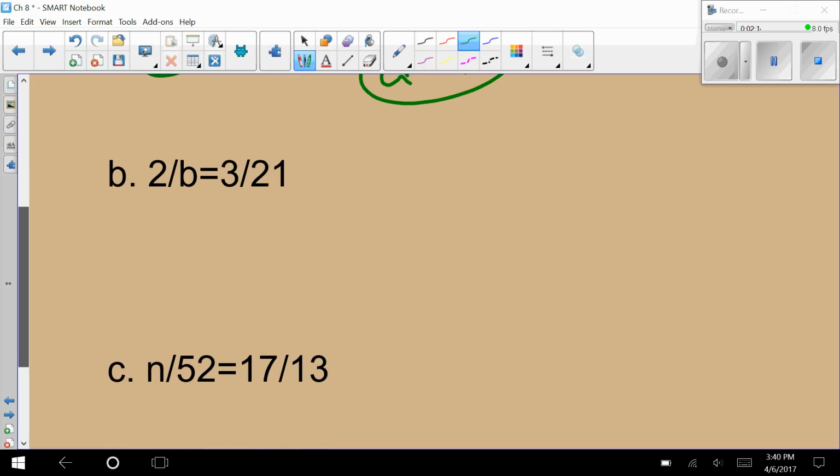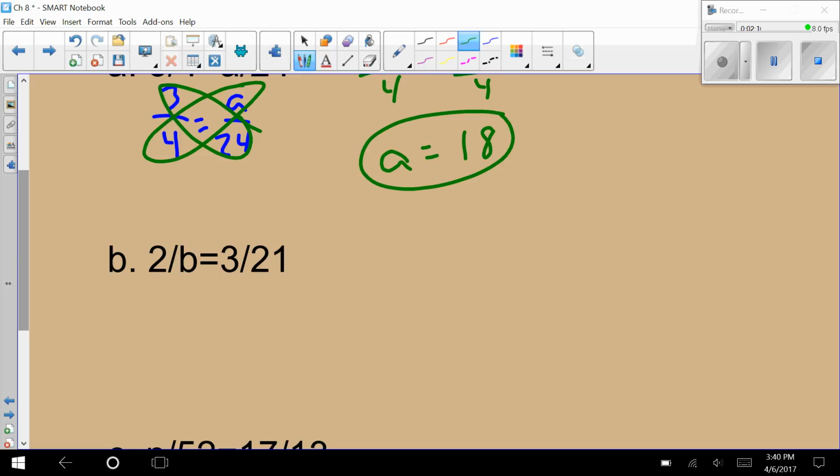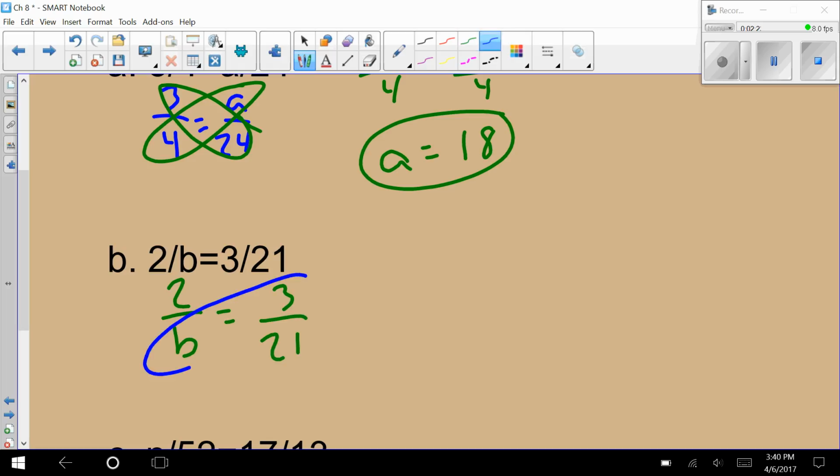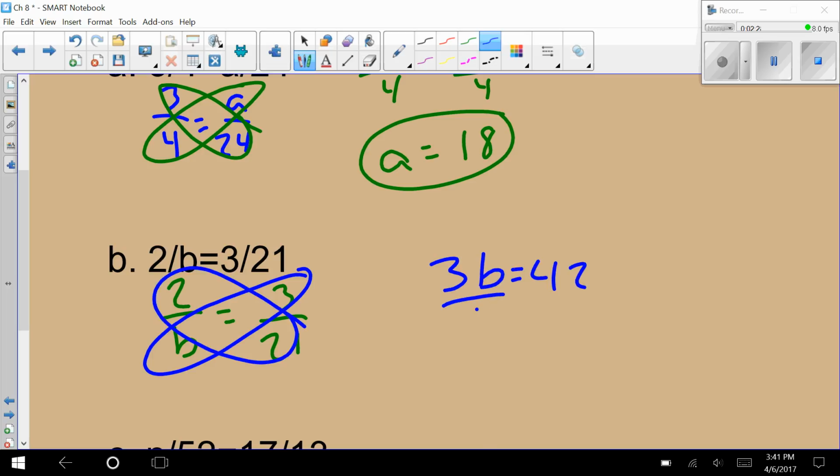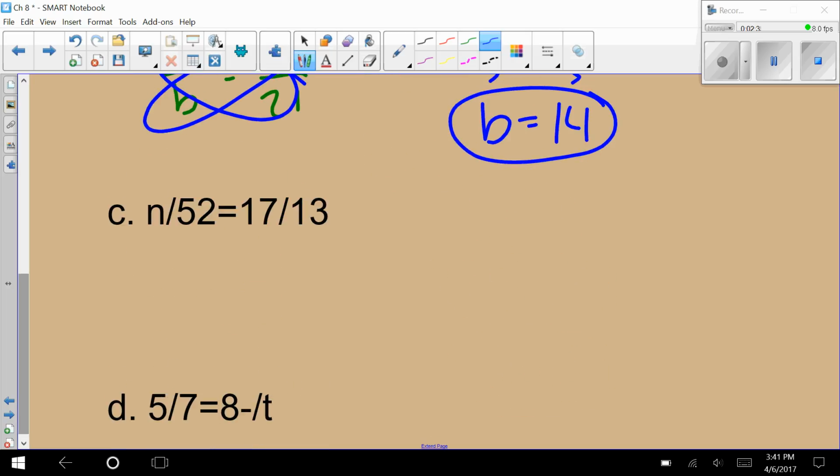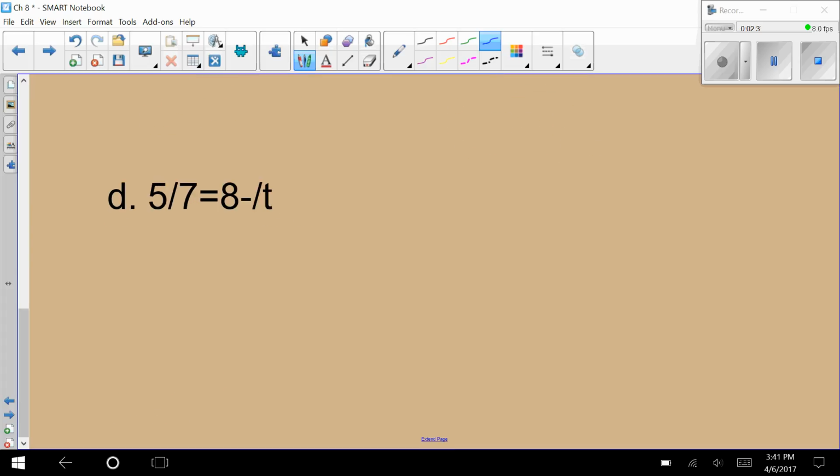For the second one, if I rewrite this a little neater, it's 2 over b equals 3 over 21. To solve, I do my cross products. 3 times b is 3b. 2 times 21 is 42. Divide by 3 on both sides, and b equals 14 as my answer. Try these two on your own.